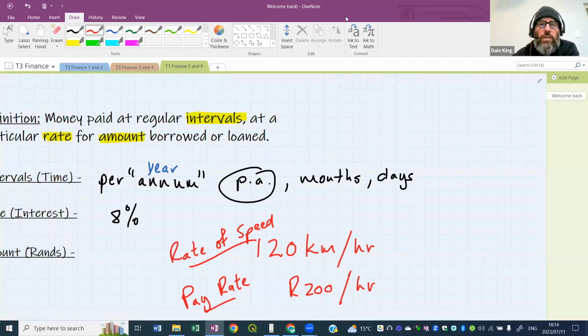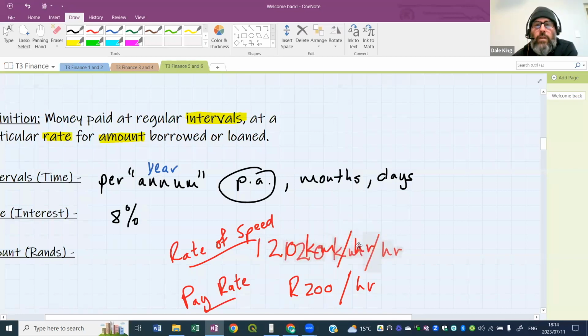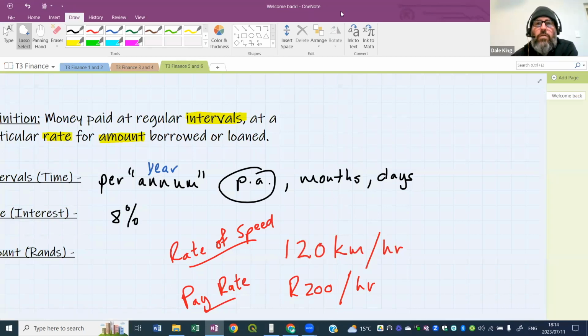What I need you to do is to tell me, what about these numbers here tells you it's a rate? So look at these two numbers here. What about these two numbers here tell you that they are rates? Who can tell me?